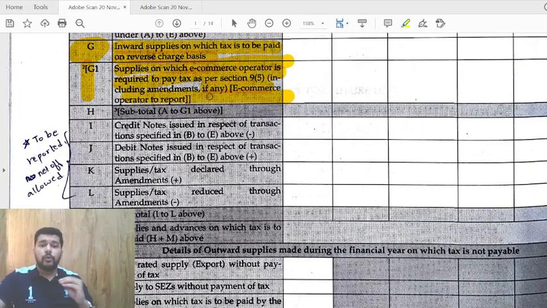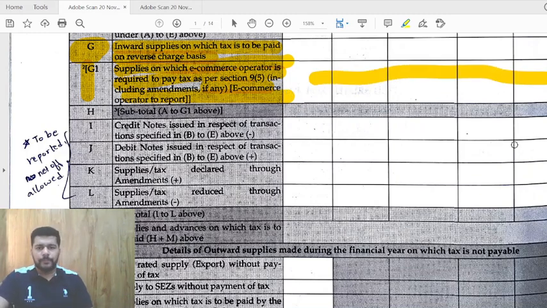Means what? Who is supposed to report this? Supplies on which e-commerce operator is required to pay tax under 9(5), including amendments if any, e-commerce operator to report. Means I am an e-commerce operator. Let's say that I am Ola entity, that is I am filing the return for ANI Technologies, which is the name of Ola company. So ANI Technologies टाइप का अगर आप किसी का रिटर्न फाइल कर रहे हो, देन वहां पे आपने जिनके बिहाफ पे 9 सबसेक्शन 5 में टैक्स पे किया रहेगा वो सब डेटा आपको यहाँ पे रिपोर्ट करना जरूरी है. So this is the change which has come in 23-24.